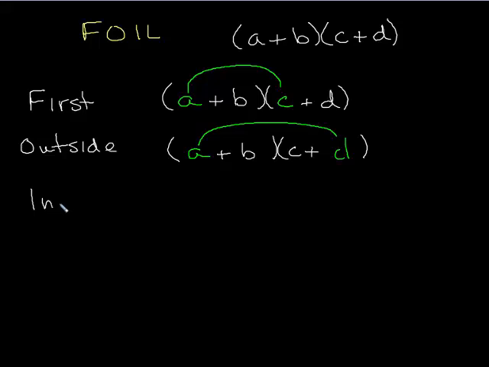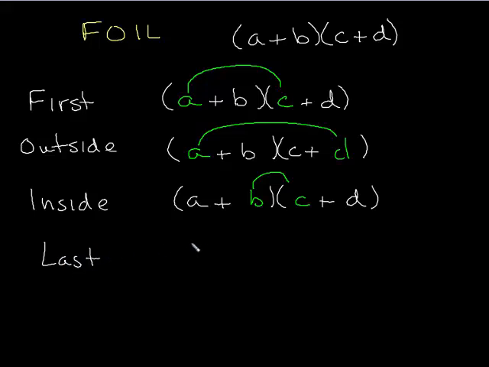Then you have inside, which are on the inside areas of the parentheses. So that gives us b and c. So those get multiplied together. And then you have last. And those are the last two terms in the parentheses. So that's b and d. So those will get multiplied together.